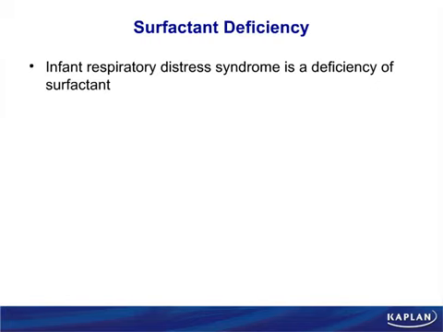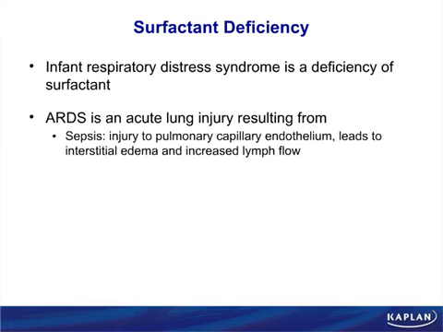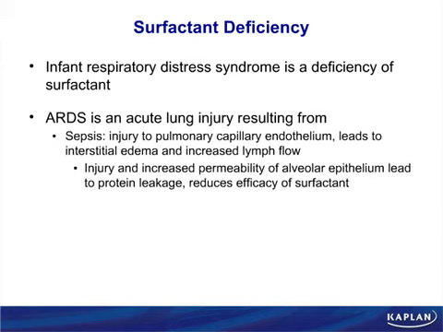The other one that kind of mirrors this in the adult is adult respiratory distress syndrome. We mentioned it in cardiovascular. This is an acute lung injury. One of the more common causes to think about for ARDS is sepsis. Here we have an injury to the pulmonary capillary endothelium. This will lead to interstitial edema and increased lymph flow. This injury and increased permeability of the alveolar epithelium lead to protein leakage into the interstitial space of the lungs and reduces the efficacy of surfactant.